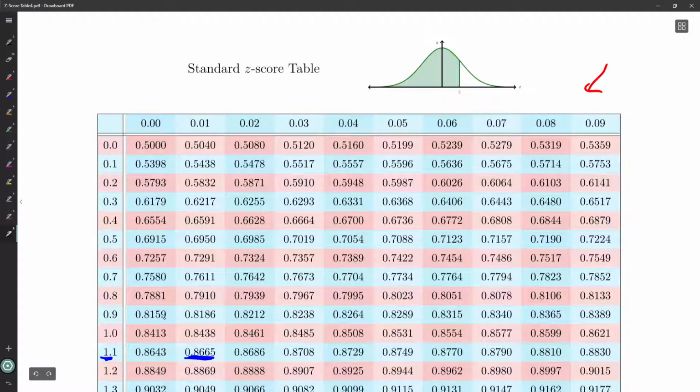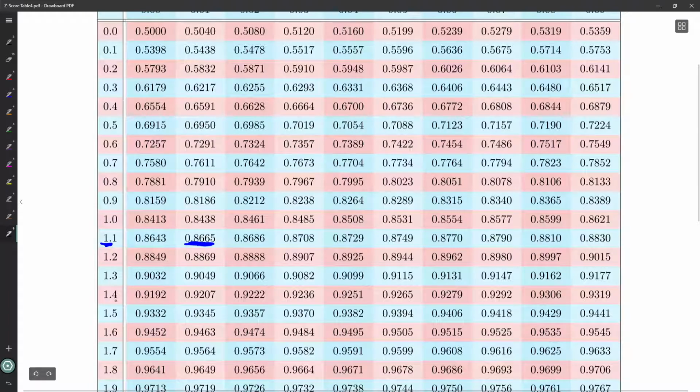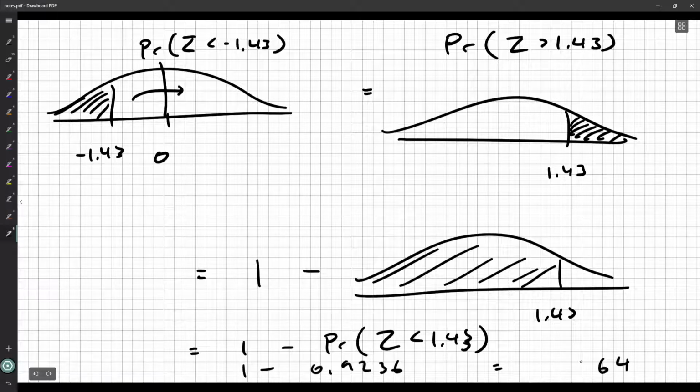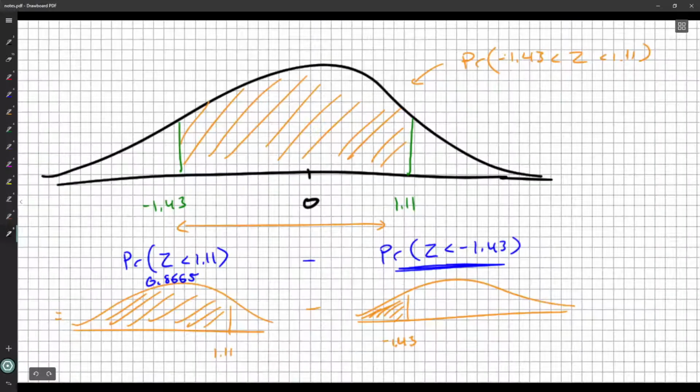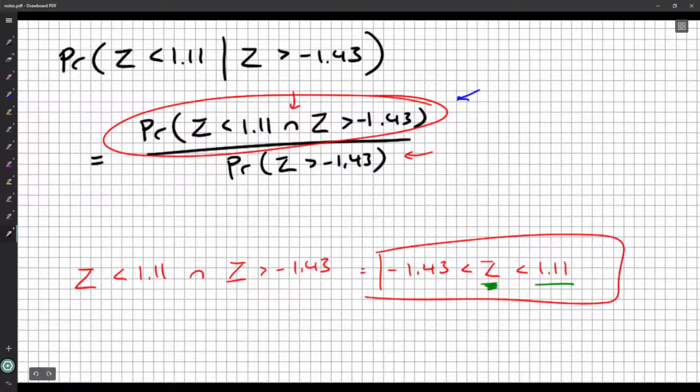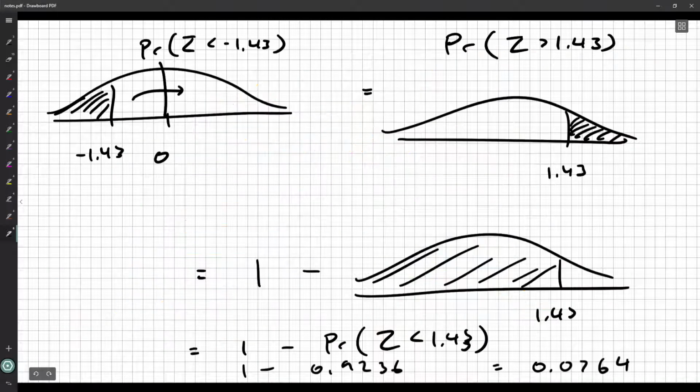Okay. So 1.4 and then 0, 1, 2, 3. So it'll be 1 minus 0.9236, so that'll be 0.0764. So that needs to be taken away from 0.8665. And that, at long last, will give us the numerator that we need. And then we'll work on the denominator.